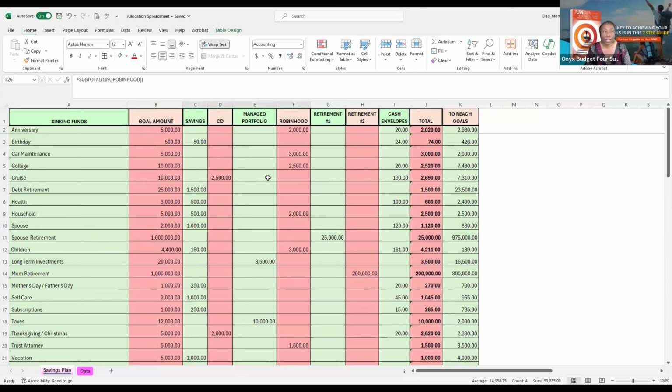No, you don't. Car maintenance, you have a goal of $5,000. You have $3,000 saved. Great. If the car broke down, you'd have money in Robinhood. You could call Robinhood, cash the stock, and there you go. You could pay for the car maintenance that you didn't anticipate. All right. But your goal is $5,000. You still have $2,000 to go.